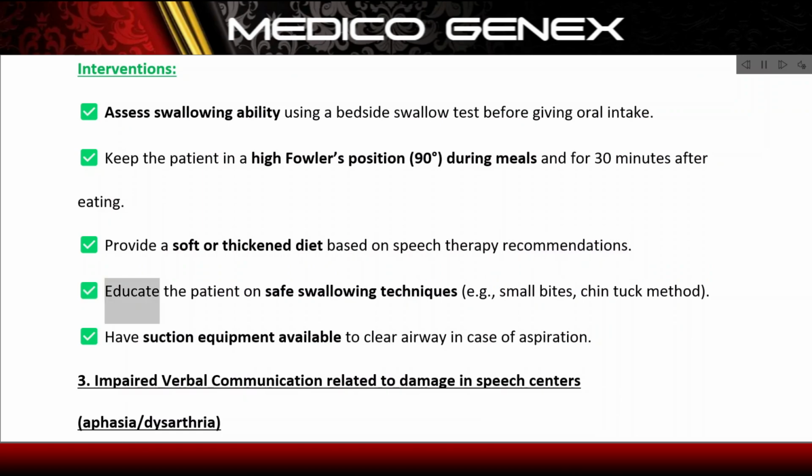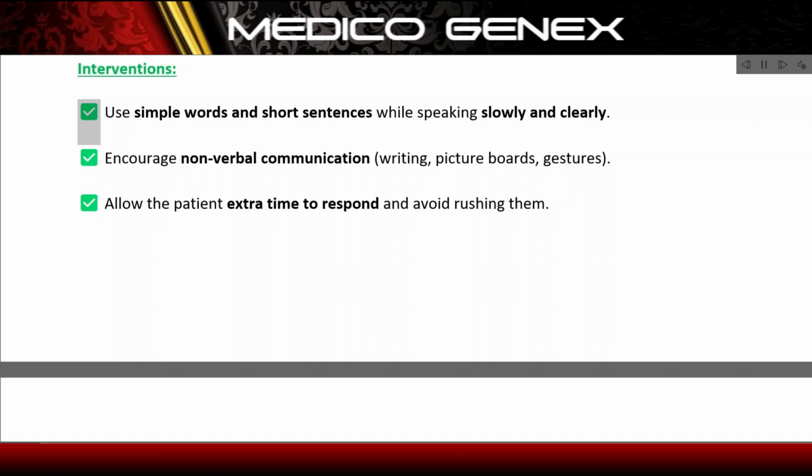Educate the patient on safe swallowing techniques, example small bites, chin tuck method. Have suction equipment available to clear airway in case of aspiration. 3. Impaired verbal communication related to damage in speech centers, aphasia/dysarthria. Interventions. Use simple words and short sentences while speaking slowly and clearly.